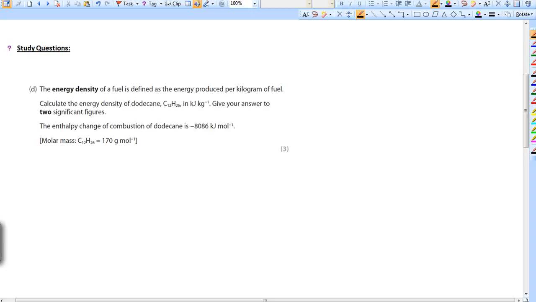The energy density of a fuel is defined as the energy produced per kilogram of fuel. Calculate the energy density of dodecane in kilojoule per gram. Give your answer to two significant figures. The enthalpy change of the combustion of dodecane is given, and the molar mass is given here.